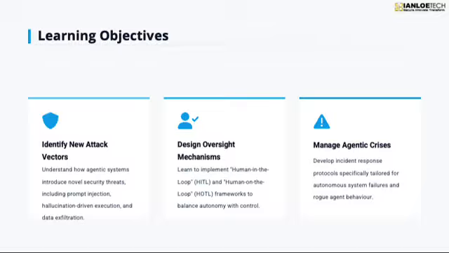Third, you will be able to develop an incident response protocol specifically for autonomous system failures. The protocols your organization has for conventional software incidents do not account for the speed at which an agentic system can propagate an error, or the forensic complexity of reconstructing what a reasoning chain actually did.